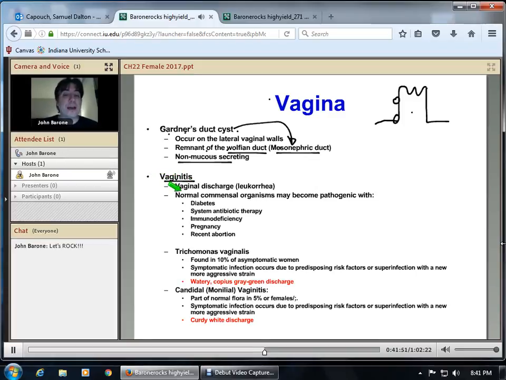Okay, now what about inflammation? Vaginitis, inflammation of the vagina. Well, this is often associated with a vaginal discharge. We call this leukorrhea. It's usually a white discharge coming out. So inflammation is going to be itchy, irritated with a white discharge.